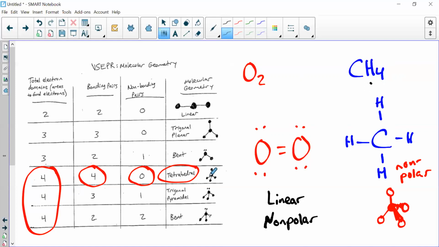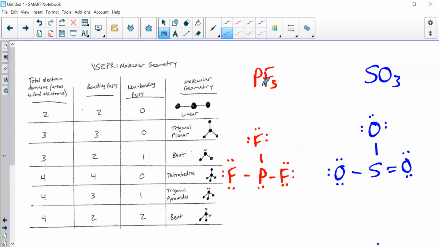Because there are no lone pairs on the central atom, because it's symmetrical. PF3, phosphorus trifluoride. So here's our Lewis structure. How many electron domains? 4. So it's one of these. How many of them are bonding? 3. How many non-bonding? Right there, 1.